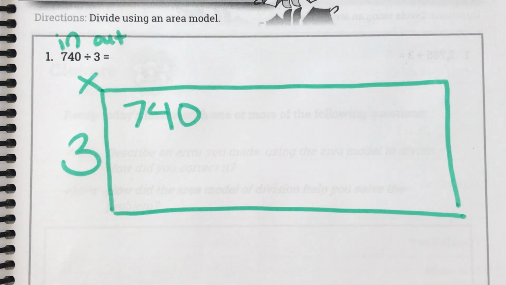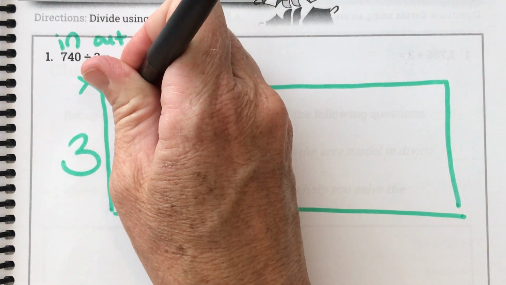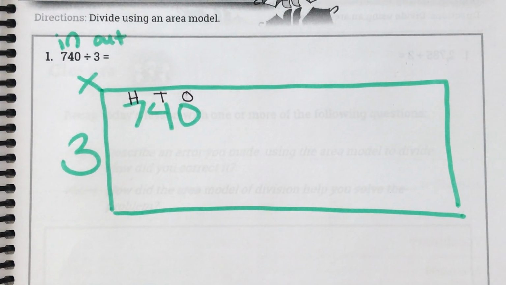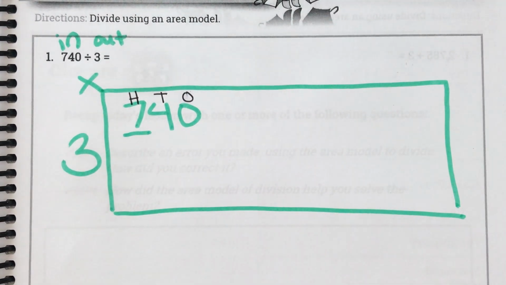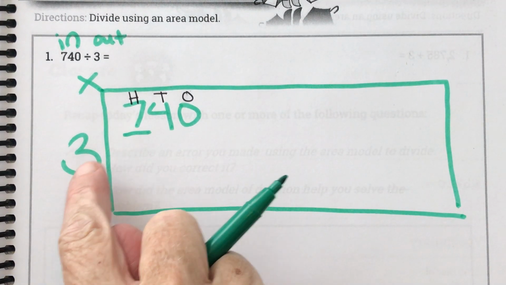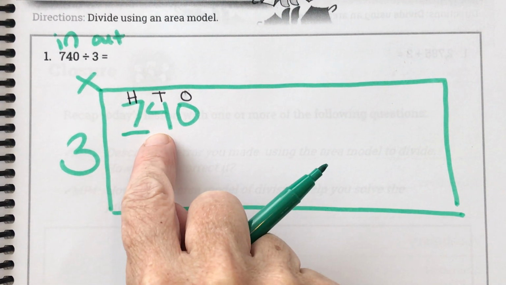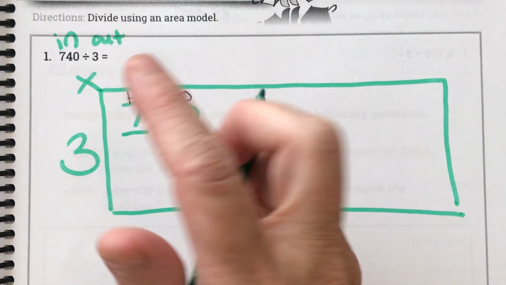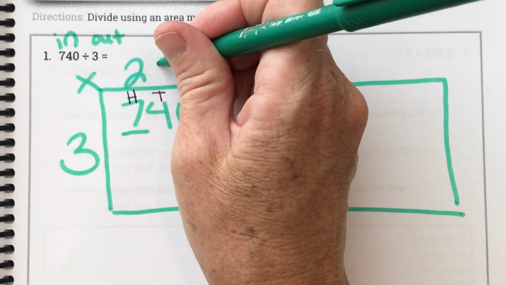Okay. Let's do our place values. This is our ones, tens, and hundreds place value. And now we're ready to get started. Okay, 3 can fit into 7 how many times? 3 fits into 7 2 times because 2 times 3 is 6. So it's 2 times, but we're in the hundreds place value, so it's 2 hundreds, which is 200.